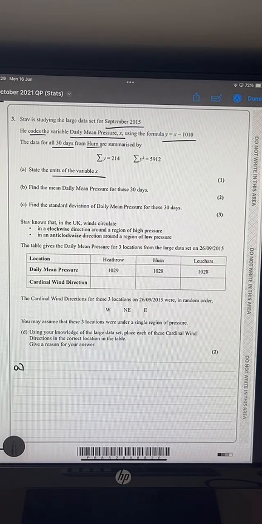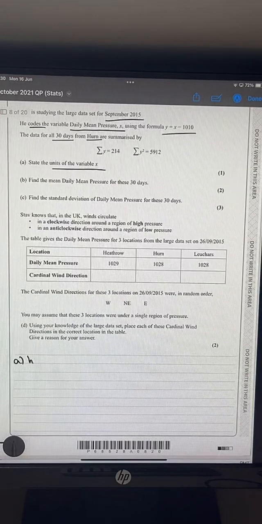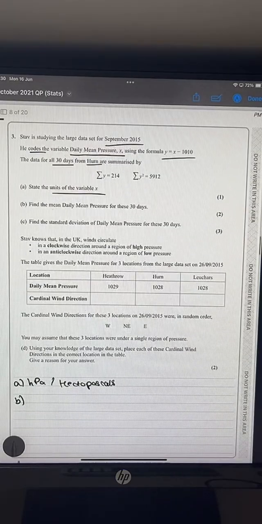Well, part A is nice and simple. The daily mean pressure, what is a unit for that, guys? That is hectopascals, or you could write out the word hectopascals. Very nice. Pressure is in that. All right. Part B. Find the daily mean pressure for these 30 days.